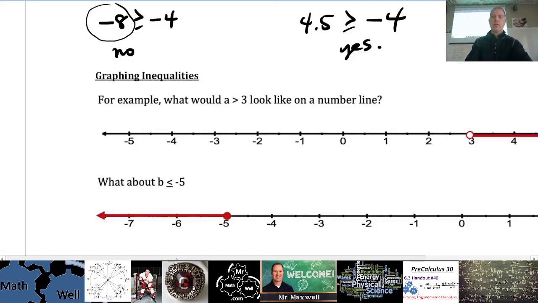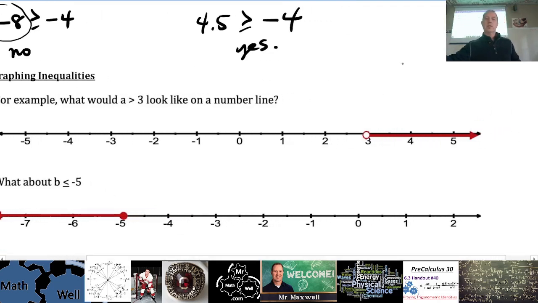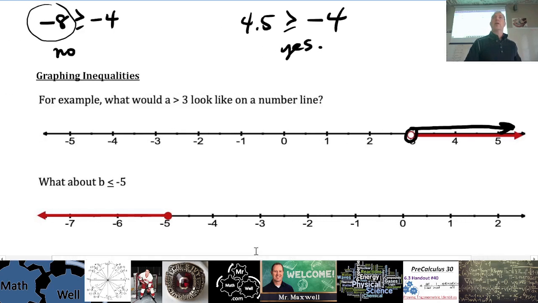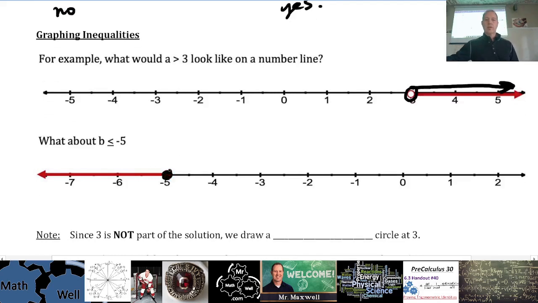When you're drawing your arrow, you can draw your arrow just above the line too. Sometimes it's hard to draw right on the line, so an arrow just above the line is acceptable as well. So remember, on a number line, greater is to the right, less than is to the left. B is less than or equal to -5. Well, with that equal sign there, -5 is included, so that's a solid dot on -5. It just means that -5 is part of the solution. And because we're doing less than, the arrow goes to the left. You can also do this, solid dot on -5, and then an arrow above the line like that.